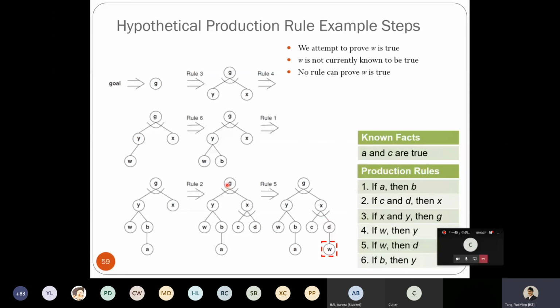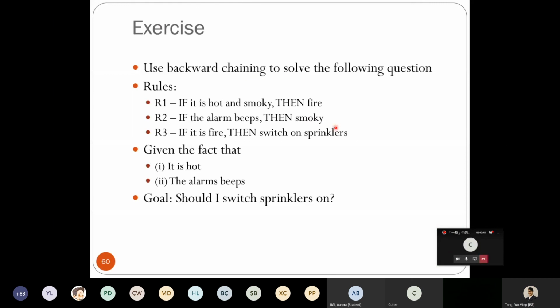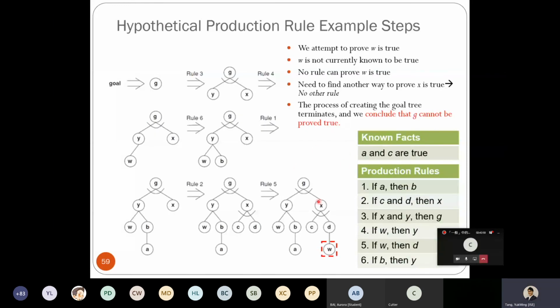So we got the final answer. W is not true, D is not true, X is not true, G is not true. So the conclusion is that G cannot be proved to be true. So this is called the backward chaining approach.